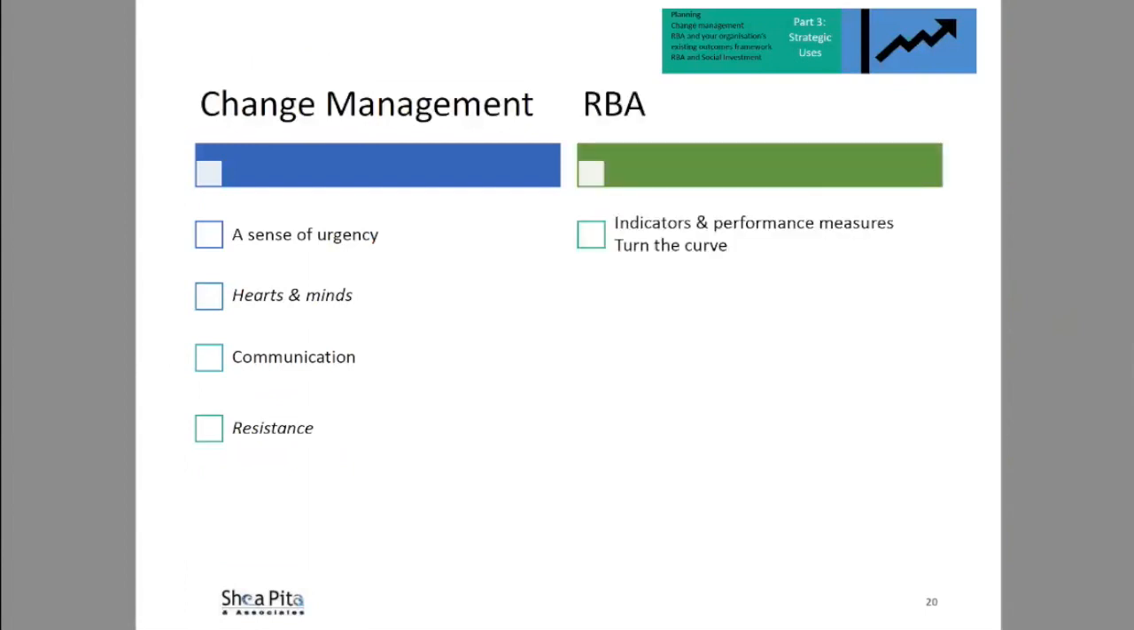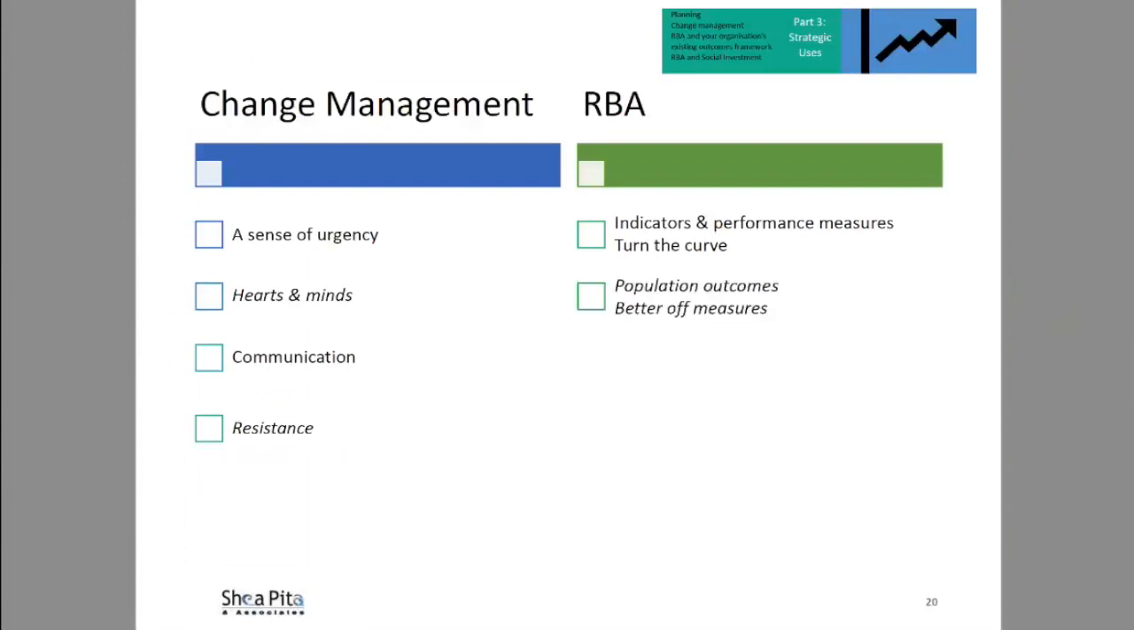So for a sense of urgency, and as Naomi and Paulette said, they're using their indicator and performance measurement data, they're creating baselines, they're creating graphs, and they're using that to create a sense of urgency by saying, hey, here are some data that isn't turning in the right direction, and we want it to turn in the right direction. So we're creating that sense of urgency.